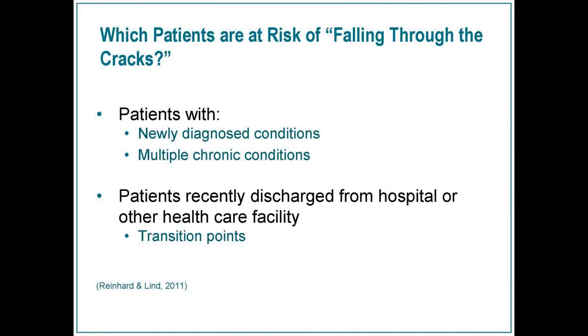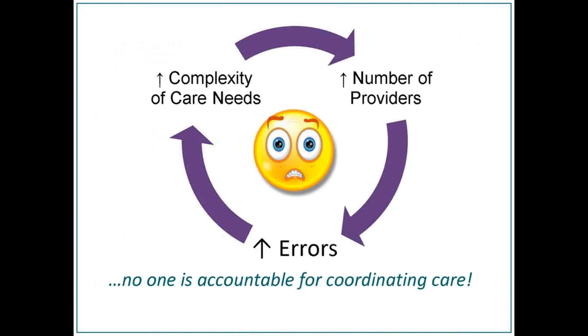So one chronic condition is tweaked, but then the impact of that tweaking on the other chronic diseases is not addressed. And then obviously, as we've talked about, transition points are a key crack in the system where patients fall through. Next slide.